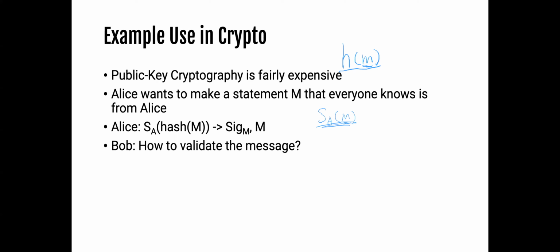Then what she can do alternatively is to convert m to its hash. You can use the hash function, making this a fixed length and a reasonably short message, so that she can sign this message efficiently. And then Alice just sends this signed message along with the plain text of the message. Now the question for you is: if you're Bob and you received this message, how are you going to validate this message?